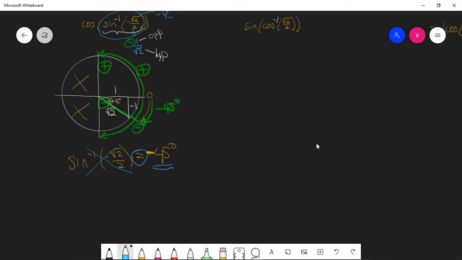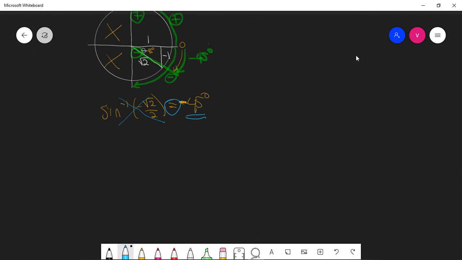Let me write that problem now again. So instead of the cosine of the sine inverse of negative 1 over root 2, or root 2 over 2, this piece right here is equal to negative 45 degrees. So I'm going to rewrite the problem as cosine of negative 45 degrees.